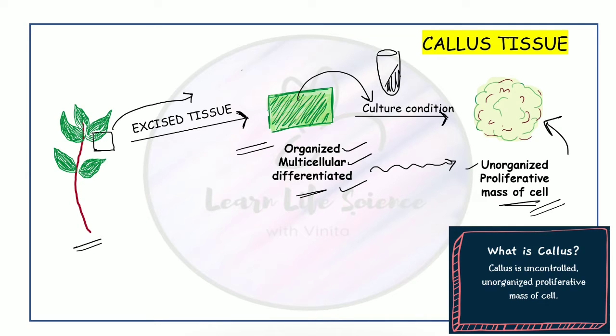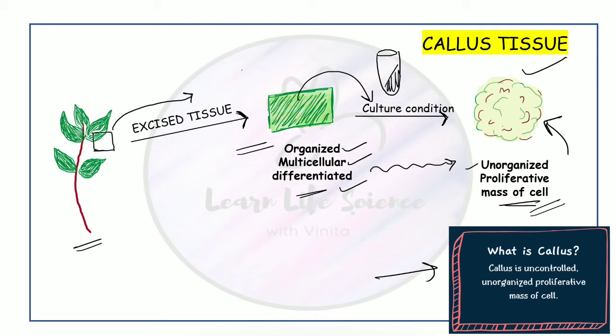Okay, and this is what callus means. You can see callus is an uncontrolled, unorganized proliferative mass of cells. In this case, you are simply reverting the cells from the mature state to the immature form, meaning from differentiated state to de-differentiated form, where they are going to multiply rapidly. Okay, so this is what callus means.